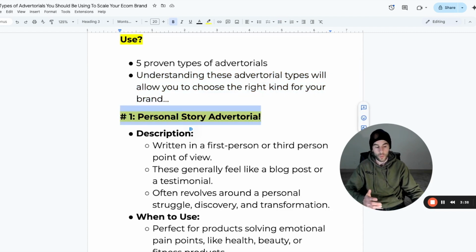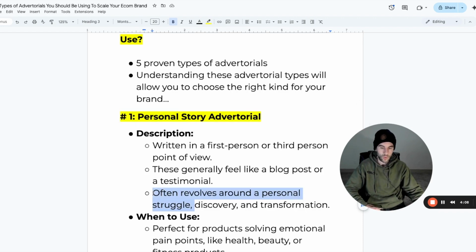We've all seen these before. It is some kind of heart-wrenching story or a scary story of a failure that somebody had, or an inability to achieve a goal like losing weight or getting rid of joint pain or something along those lines. And it's written from the perspective of somebody, from a first person or third person point of view. It's generally going to feel like a blog post or some kind of emotional testimonial, and it's going to revolve around a personal struggle, the person making a discovery, and then having a transformation.